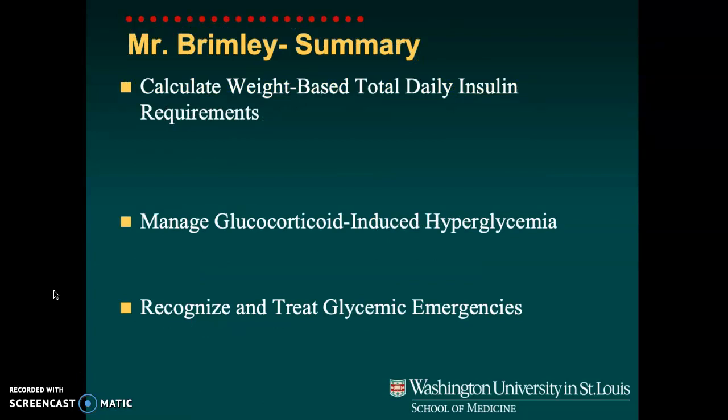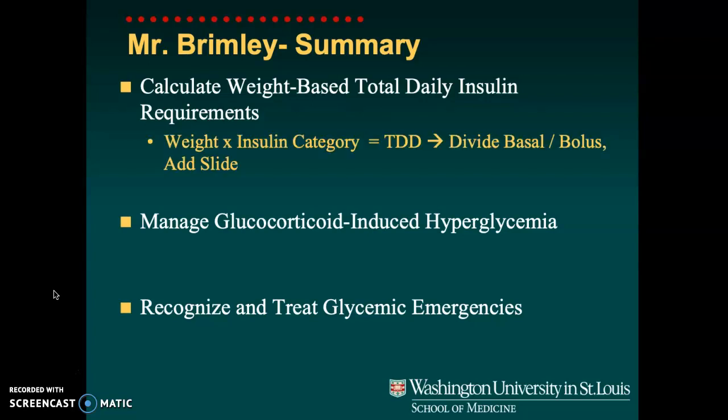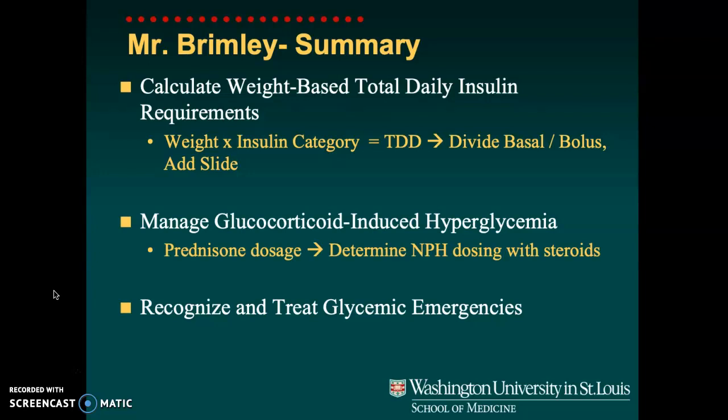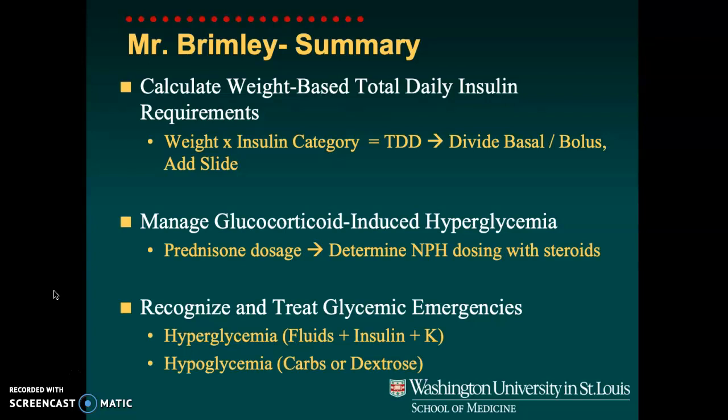Finally, to summarize Mr. Brimley's care, we worked on calculating a weight-based total daily insulin requirement using his weight times his insulin category to create the total daily insulin requirement, which we then divided into basal, bolus, and a slide. We talked about managing glucocorticoid-induced hyperglycemia using prednisone dosage in our formula to calculate how much NPH should be dosed with the steroids. And finally, we discussed ways to recognize and treat glycemic emergencies: hyperglycemia, making sure we're treating with fluids, insulin, and potassium, and hypoglycemia, where we're either giving oral complex carbohydrates or IV dextrose.